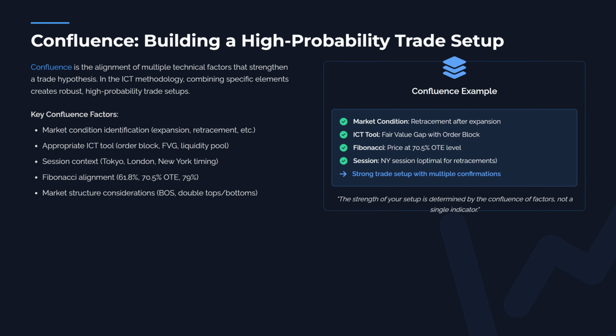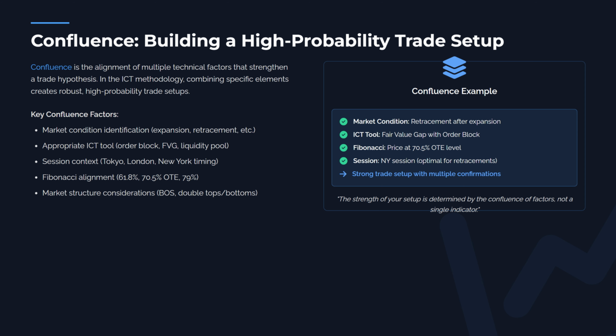Now we come to one of the most important concepts in all of trading: confluence. This is what separates successful traders from those who struggle. Think of confluence like a criminal investigation. A detective doesn't arrest someone based on just one piece of evidence. They need multiple pieces of evidence that all point to the same conclusion. Trading works the same way. Confluence means having multiple factors aligned to support the same trading decision. Instead of relying on just one signal, you wait for several different factors to confirm each other.